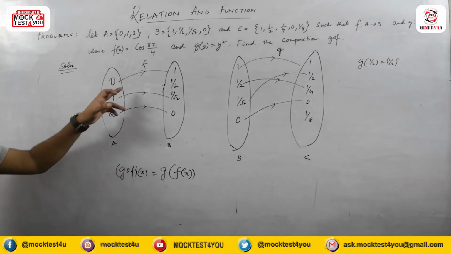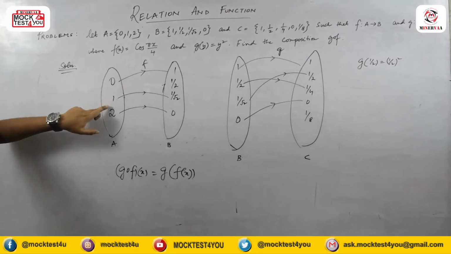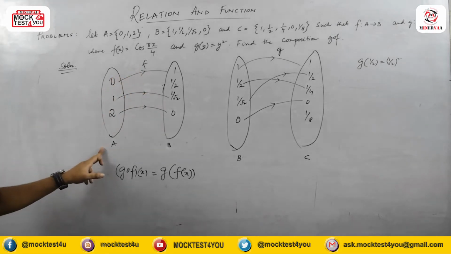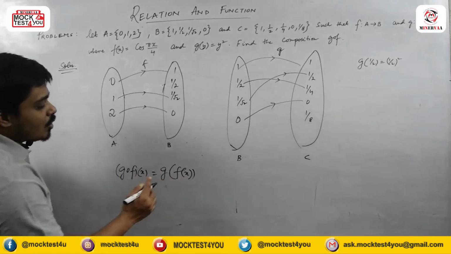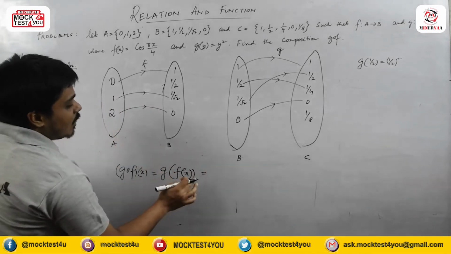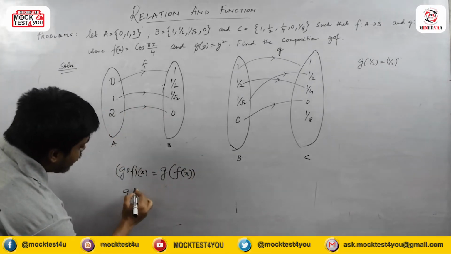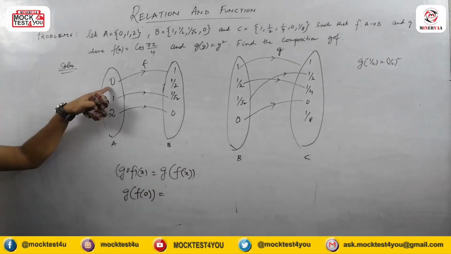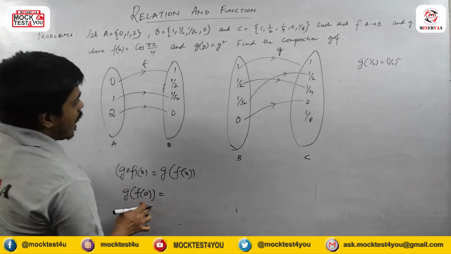Now what are the values originating here? The values in here are 0, 1, 2 for the function f. The first set is what? A, right? So the elements of A will come in here as the values of x. First element is 0, so g of f of 0. This one is my first element. So first I will find g of f of 0.